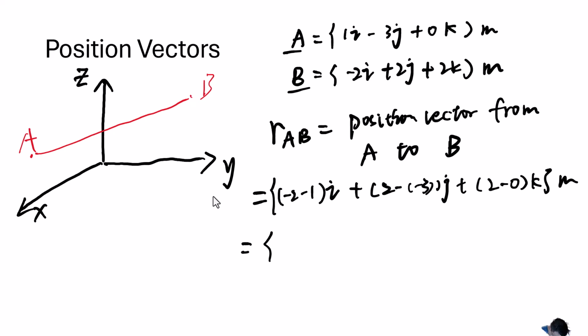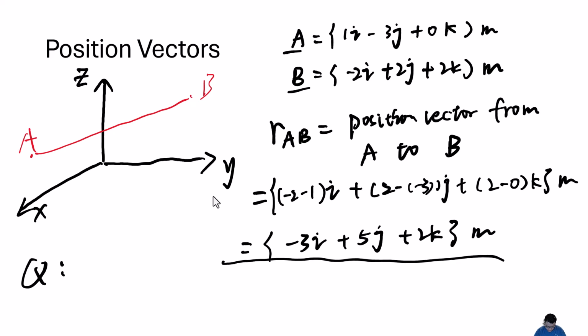And I have a question. Here is the answer for the position vector from A to B. What will be the position vector from B to A? You can do this by yourself.